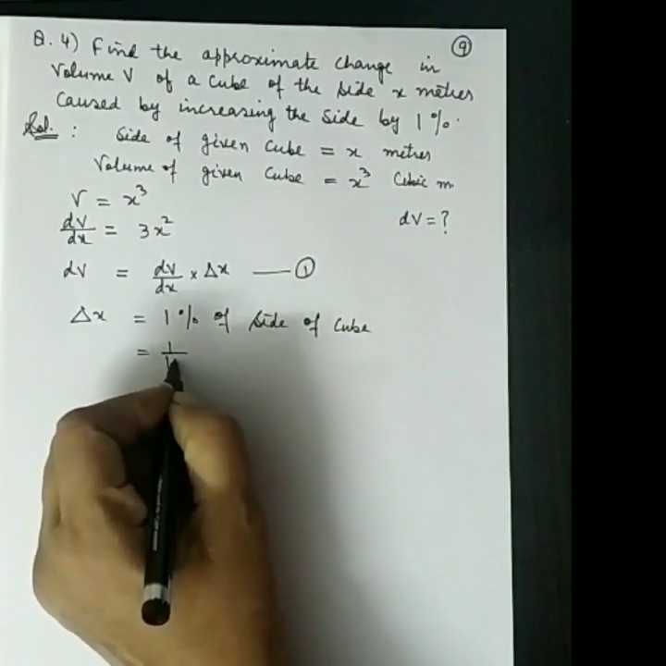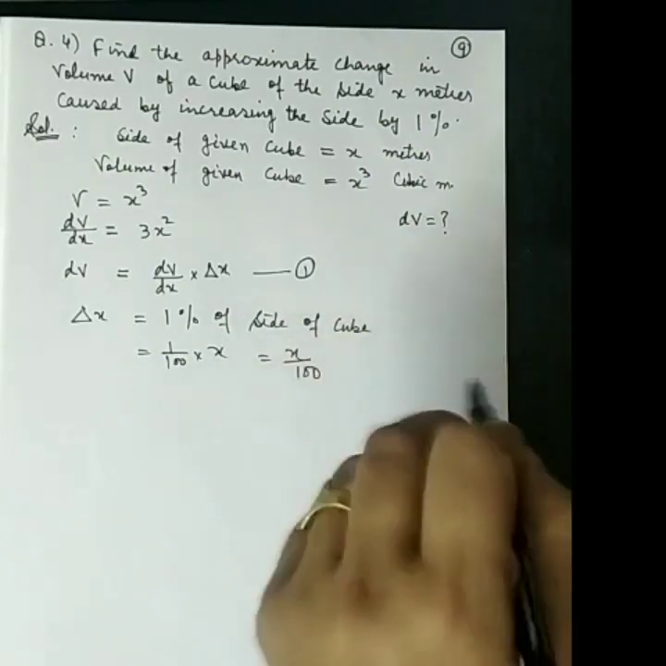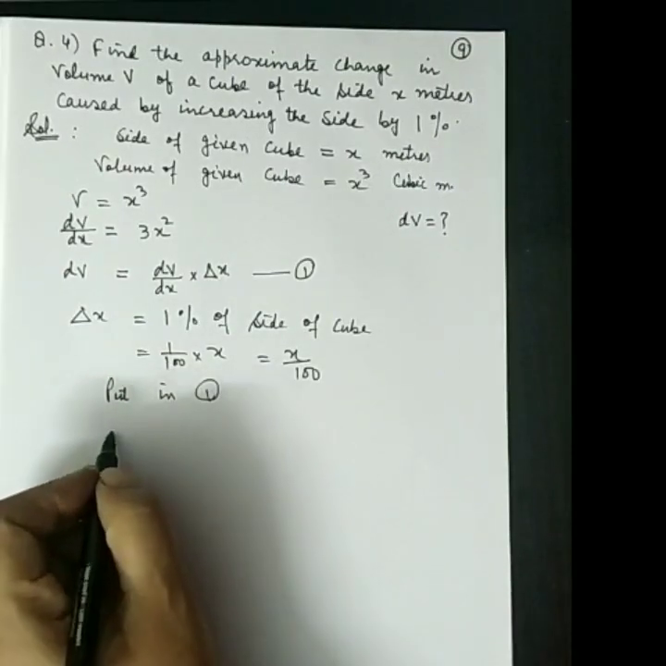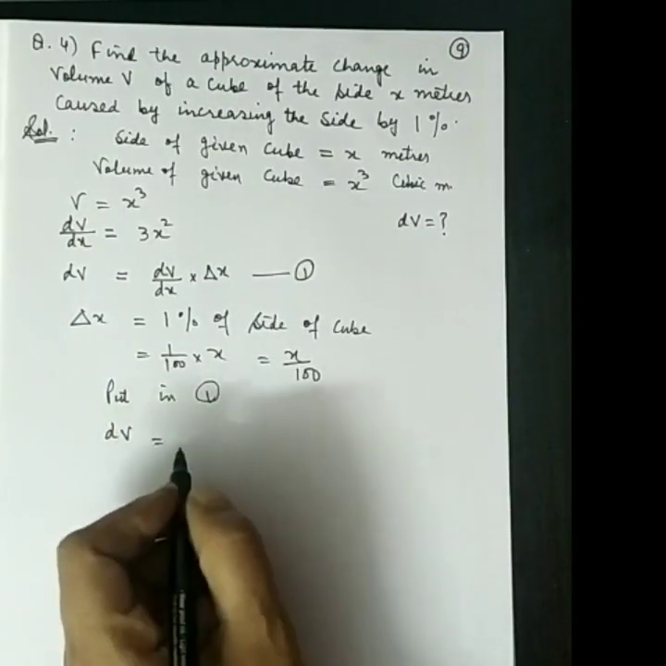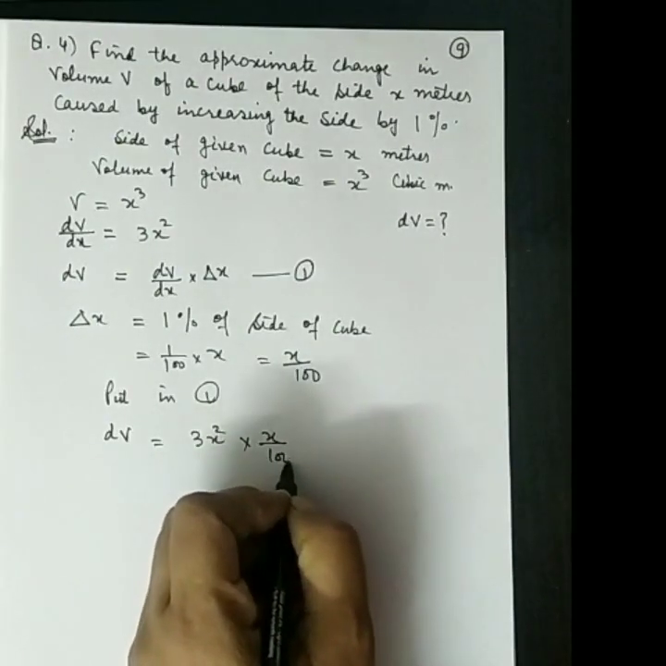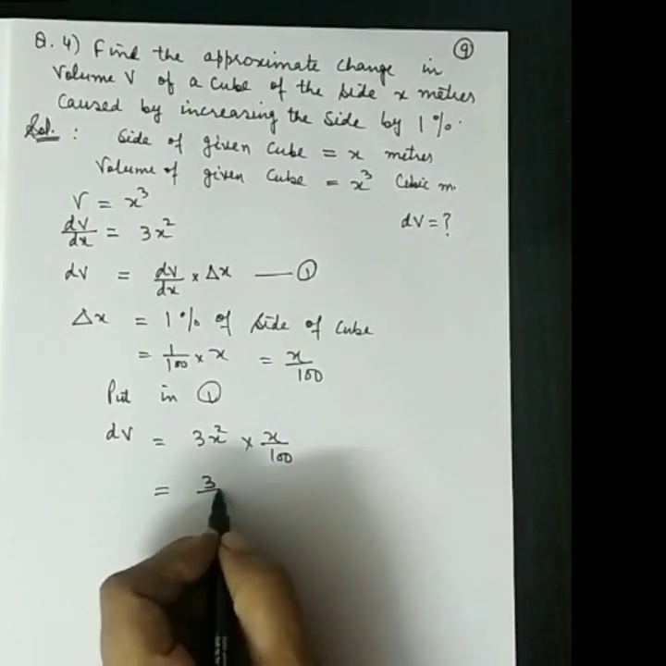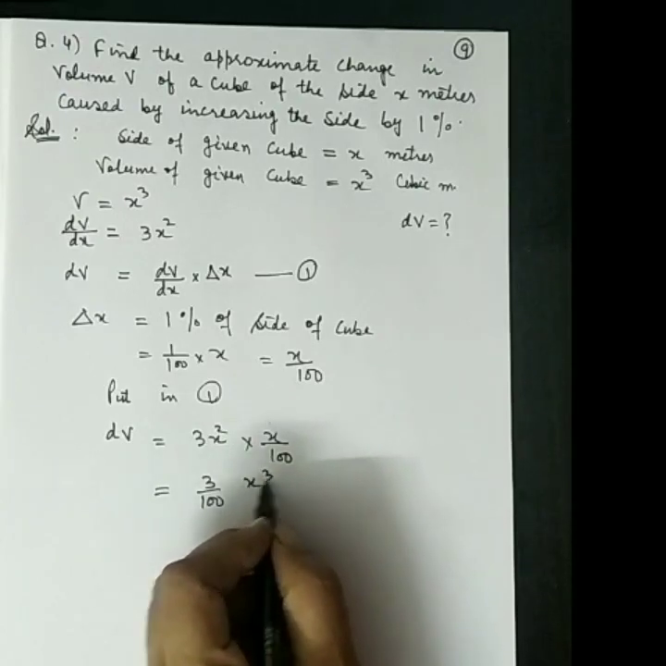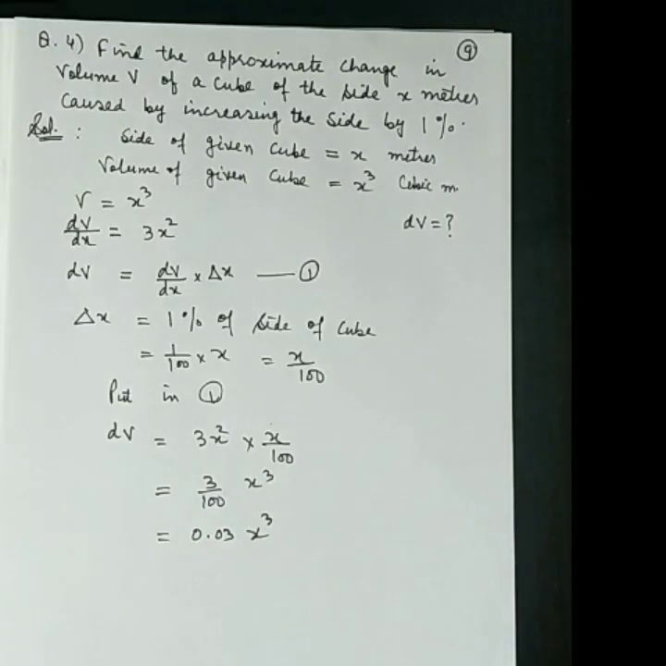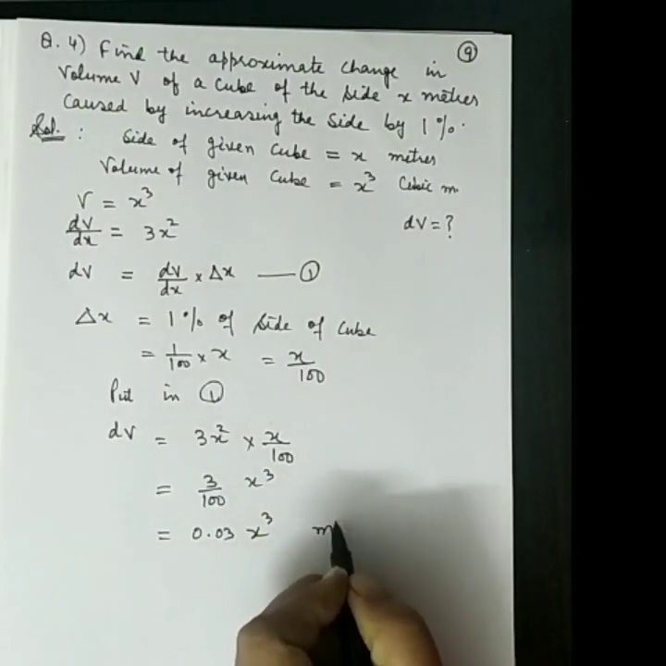Now it is 1 upon 100 into x, that is x upon 100. So substitute in 1. dV is 3x square into x upon 100, which is 3 upon 100 into x cube. That means 0.03 x cube. So the units will be meter cube.